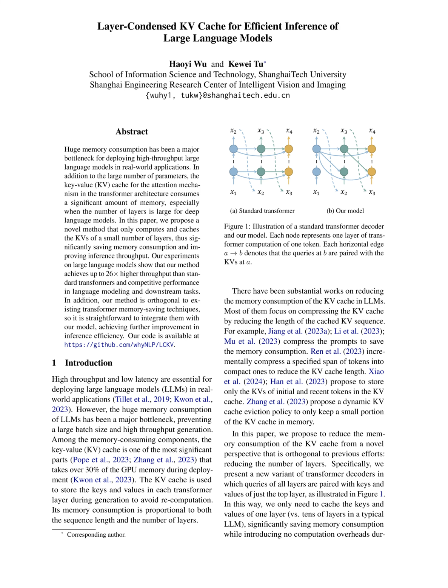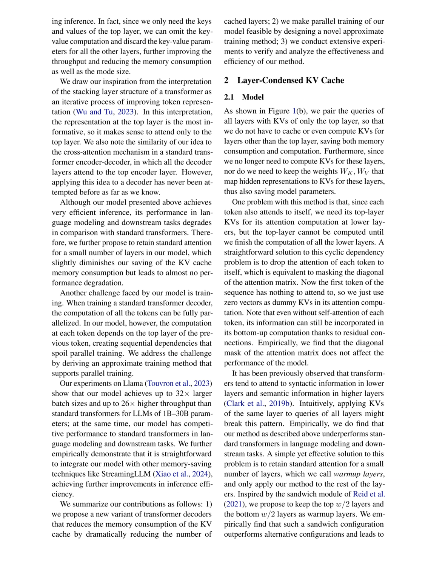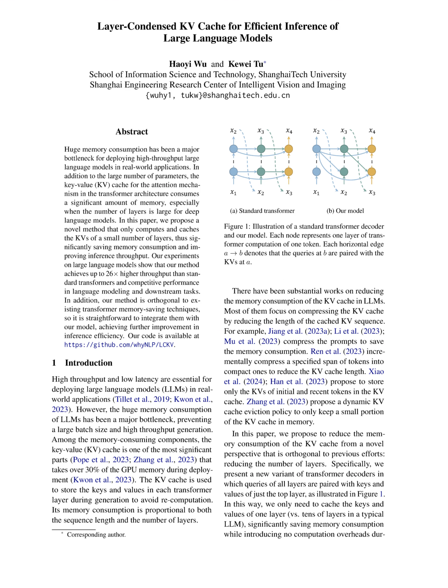The proposed method works by reducing the memory consumption of the key-value KV cache in large language models, LLMs, by decreasing the number of cached layers. The algorithm pairs the queries of all layers with keys and values of only the top layer, eliminating the need to cache or compute keys and values for layers other than the top layer. This significantly saves memory consumption and model parameters.